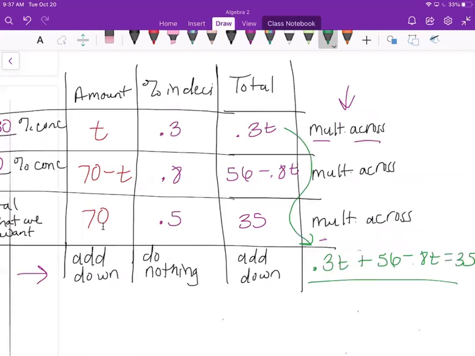Again, I teach you this way because you will see this. Those of you going on to pre-calculus, this is how they teach it in pre-calculus. So I'm trying to keep it cohesive.